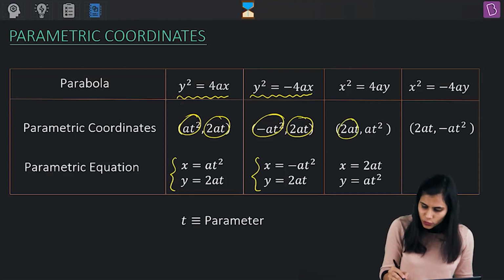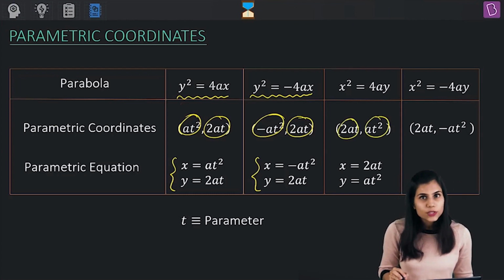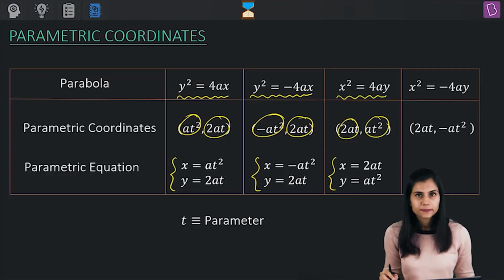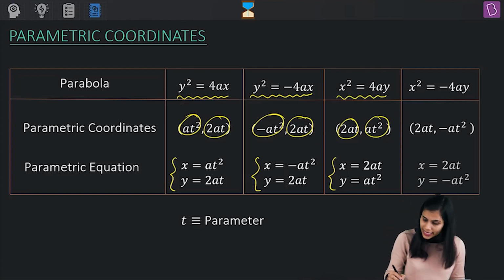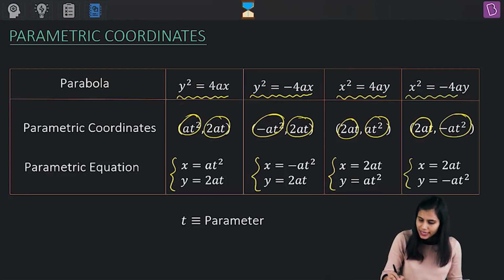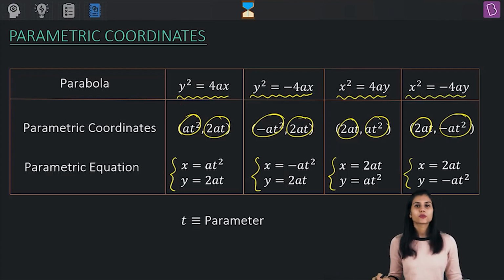Similarly, x = 2at and y = at² describe the parametric equations of the standard upward opening parabola x² = 4ay. Lastly, x = 2at and y = -at². These two equations happen to describe the parametric equations of my standard downward opening parabola x² = -4ay. Got it?